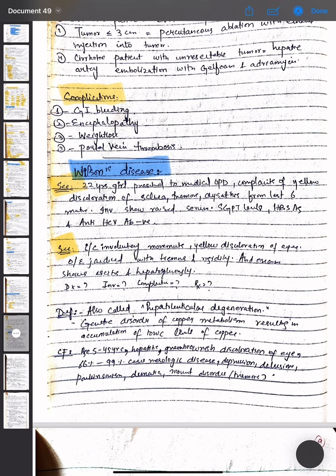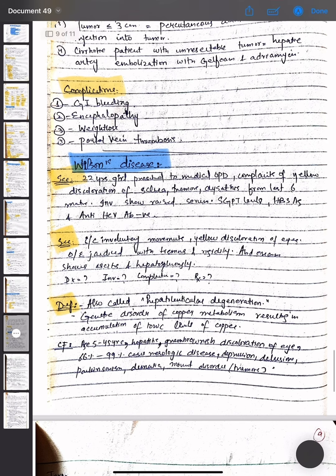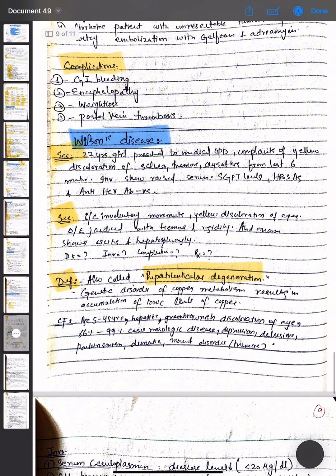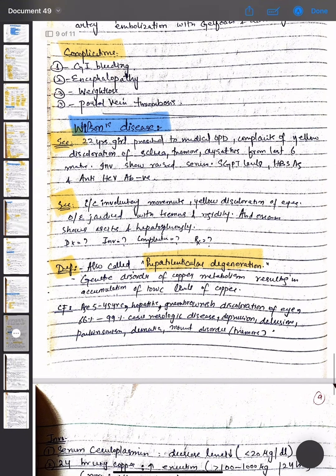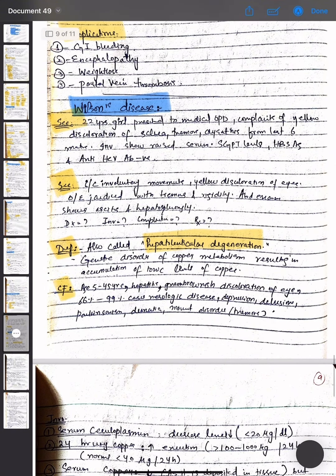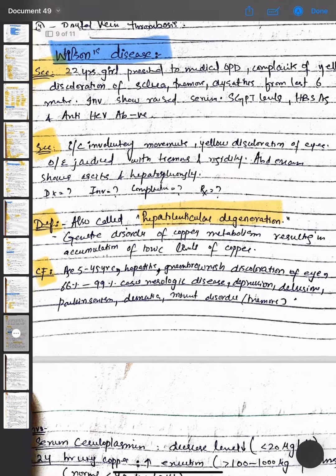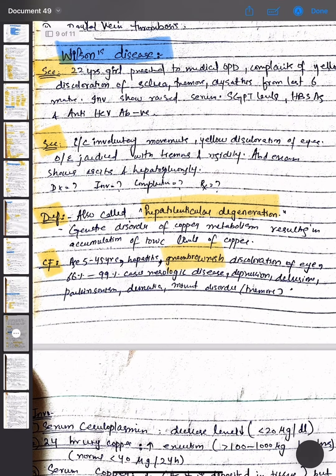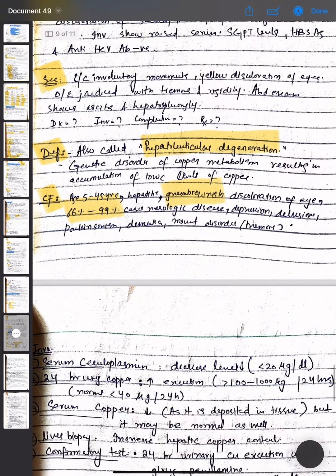The definition of Wilson's disease is that it is also called hepatolenticular degeneration and it is a genetic disorder of copper metabolism resulting in accumulation of toxic levels of copper. The clinical features are age 5 to 45 years, hepatitis, and grayish-brownish discoloration of the eye. 66 to 99% of cases have neurological disease: depression, delusions, Parkinsonism, dementia, and movement disorder, that is tremors.